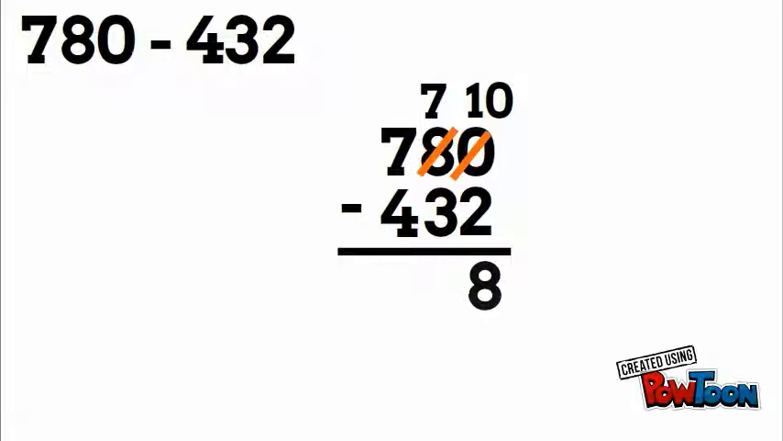Alright, now we can subtract. 10 minus 2 is 8. 7 minus 3 gives us 4. And in our hundreds place, 7 minus 4 gives us 3. Our answer is 348.